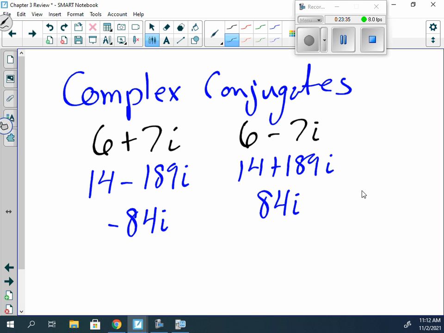And I don't believe it's going to ask on the test for this, but if we did multiply the complex conjugates together, so 6 plus 7i and 6 minus 7i, the result would be what? Just a number. Because when we multiply them together, the i terms cancel out, and all we are left with is a real number. Any other questions on any of this here?